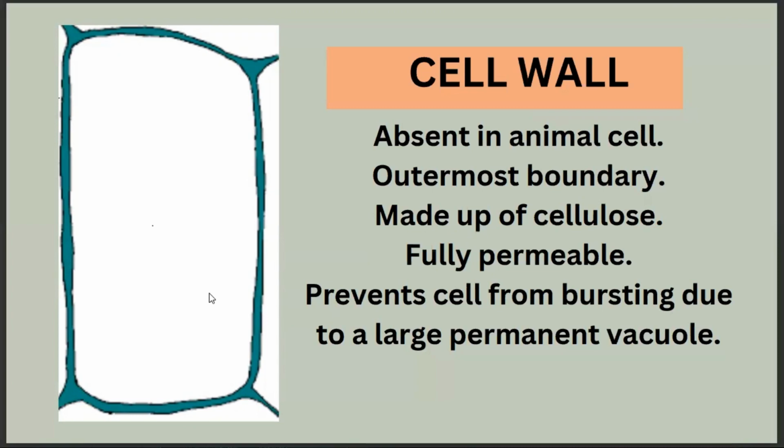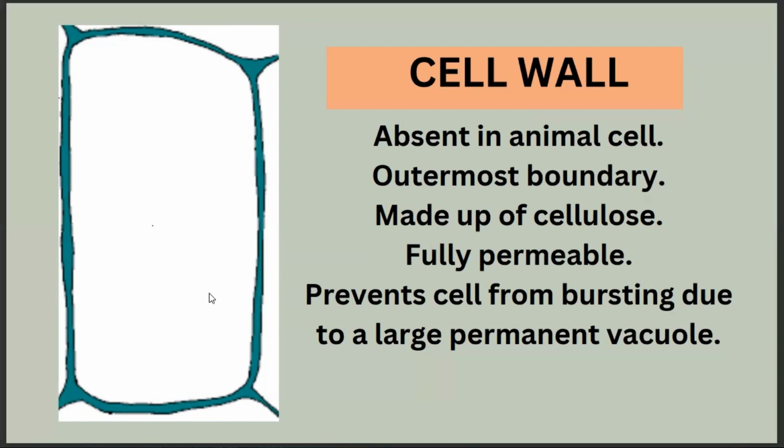So in whatever vegetables we are eating, in those green vegetables, we are actually eating lots of cellulose cell wall. Our stomach, our digestive system cannot digest cellulose cell walls. So they are excreted out.